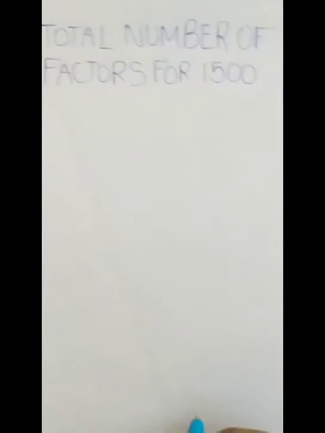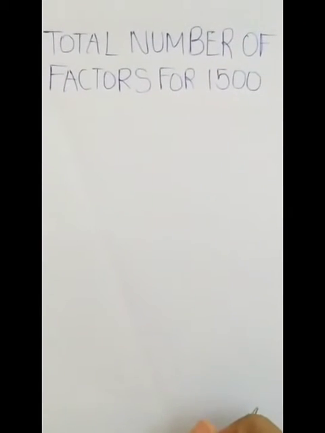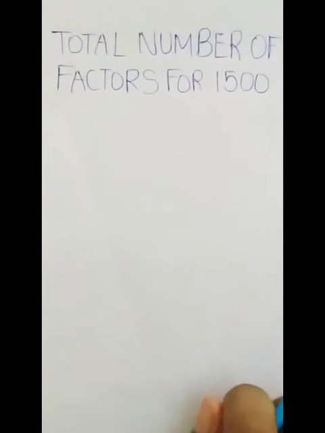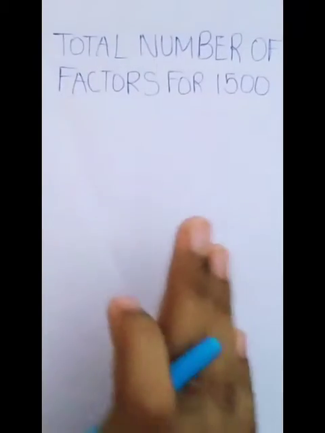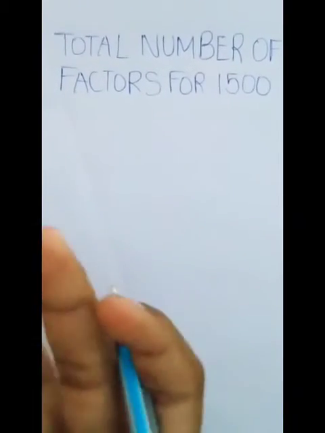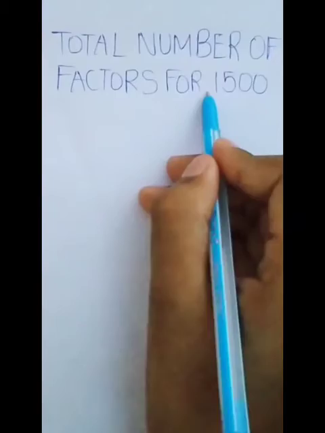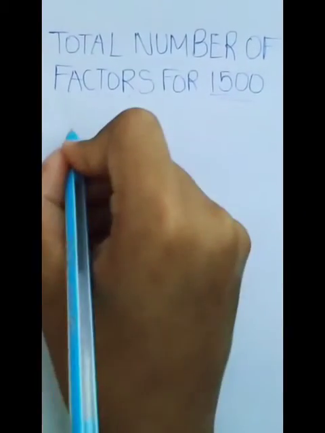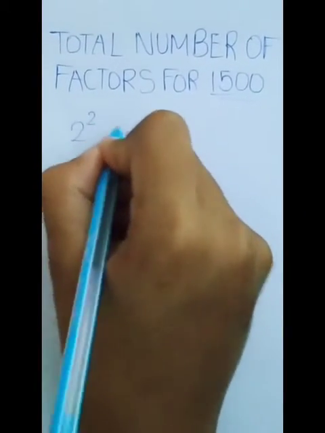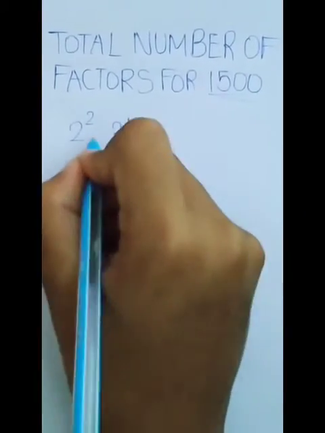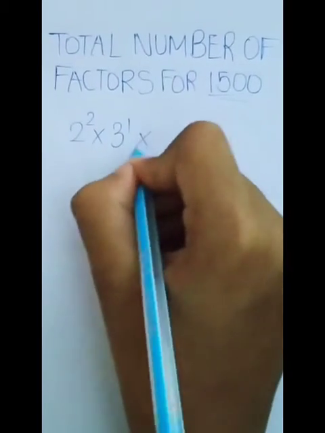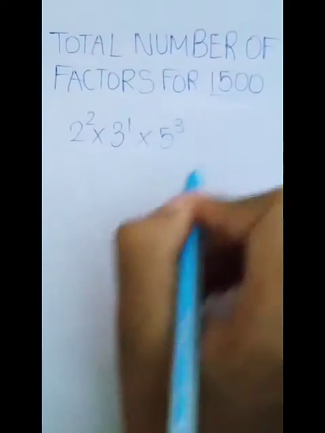Total number of factors of 1500. Finding the total number of factors for 1500 is very easy. You can find it in a jiffy, but you just need to do prime factorization. After prime factorization of 1500, you will get 2 to the power 2 into 3 to the power 1 into 5 to the power 3.